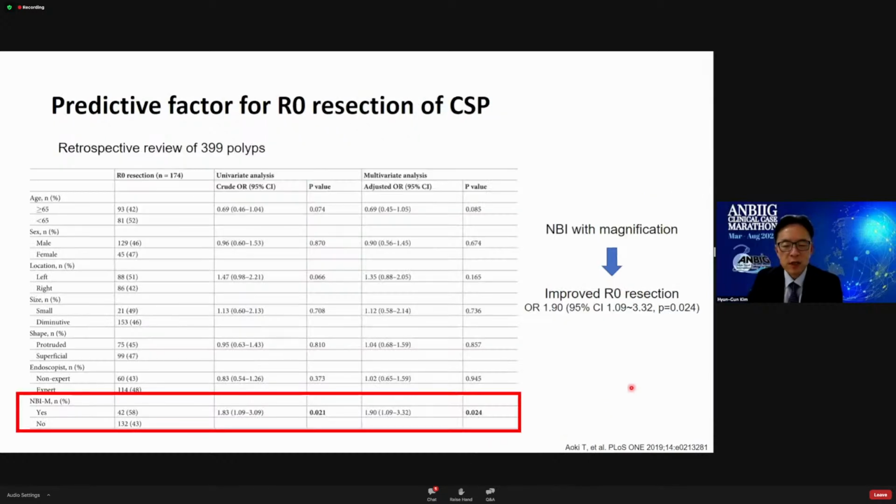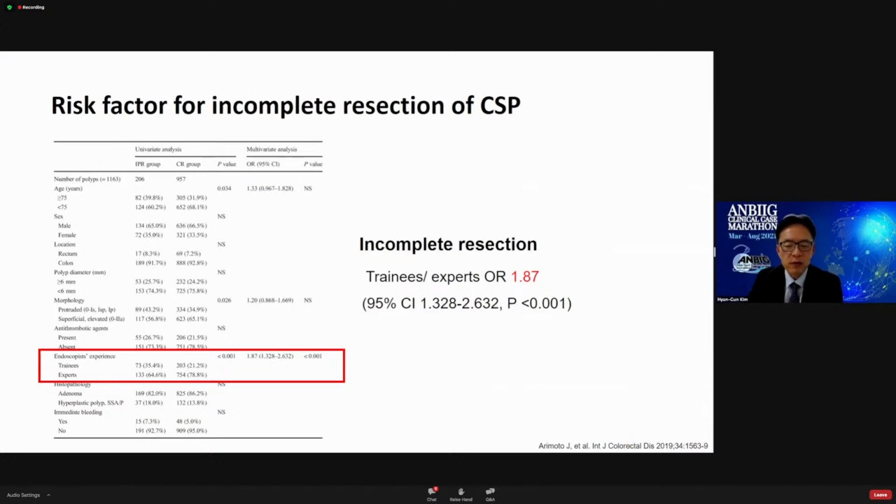Because CSP resects a shallow region and specimen damage can occur during the procedure, region discrimination with magnified NBI before the procedure was reported as a way to increase R0 resection. Above all, the endoscopist's experience was also an essential factor in reducing the incomplete resection rate of CSP.